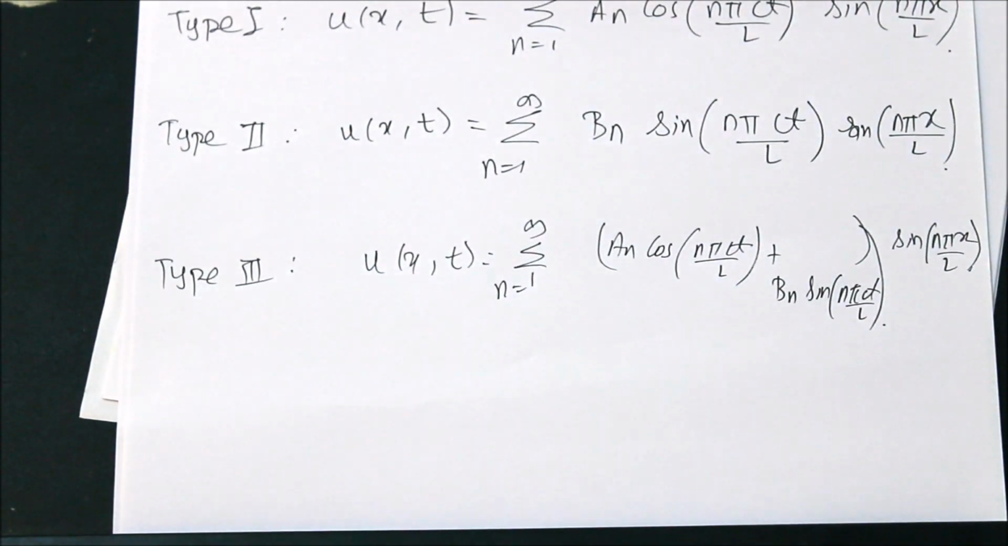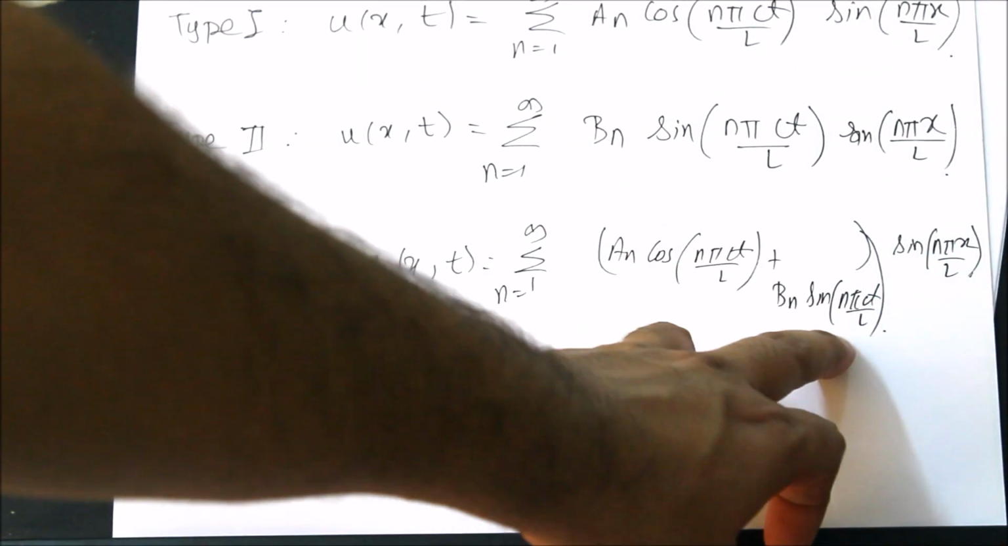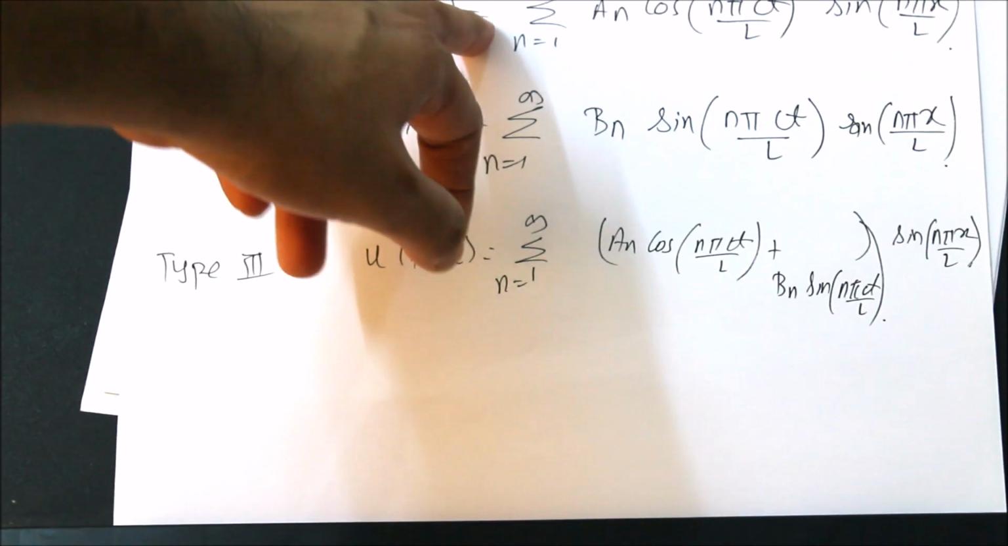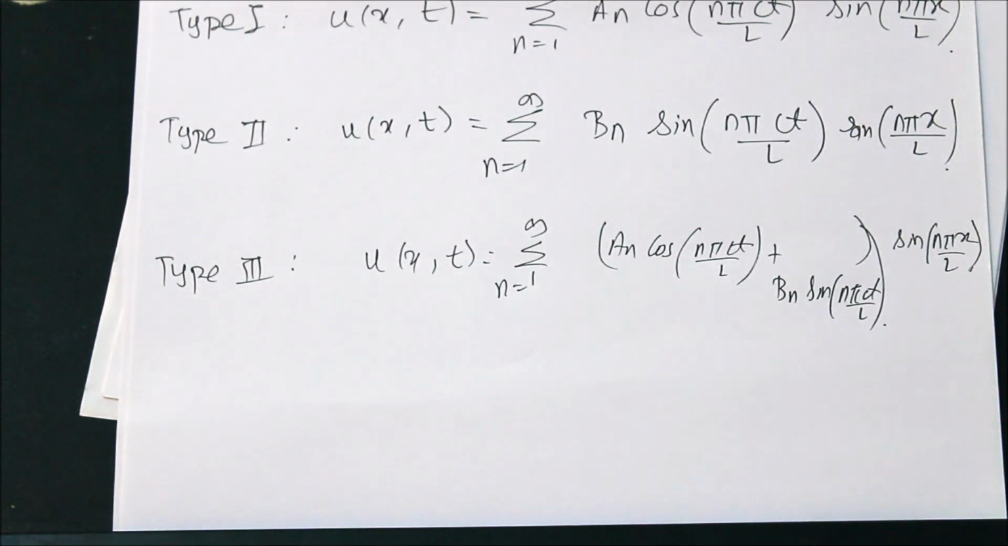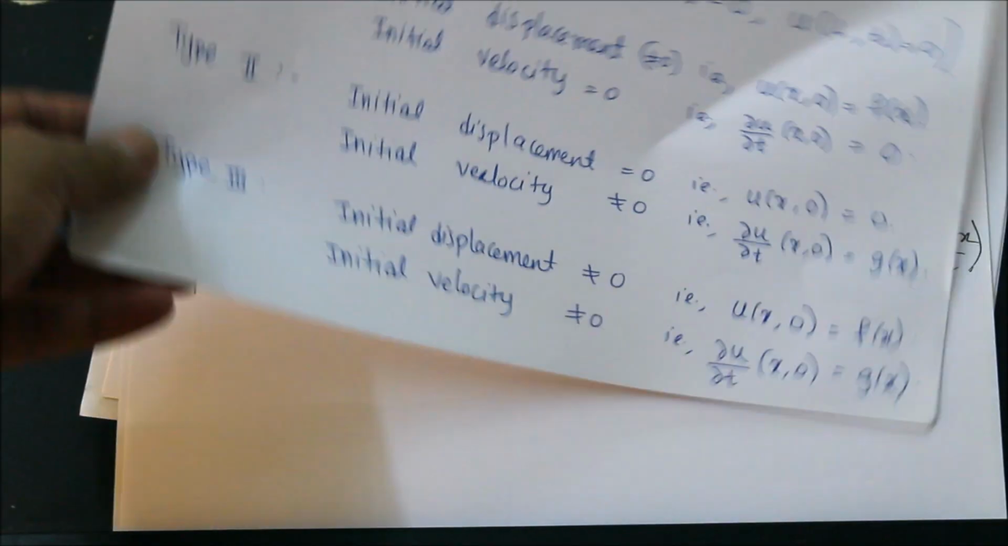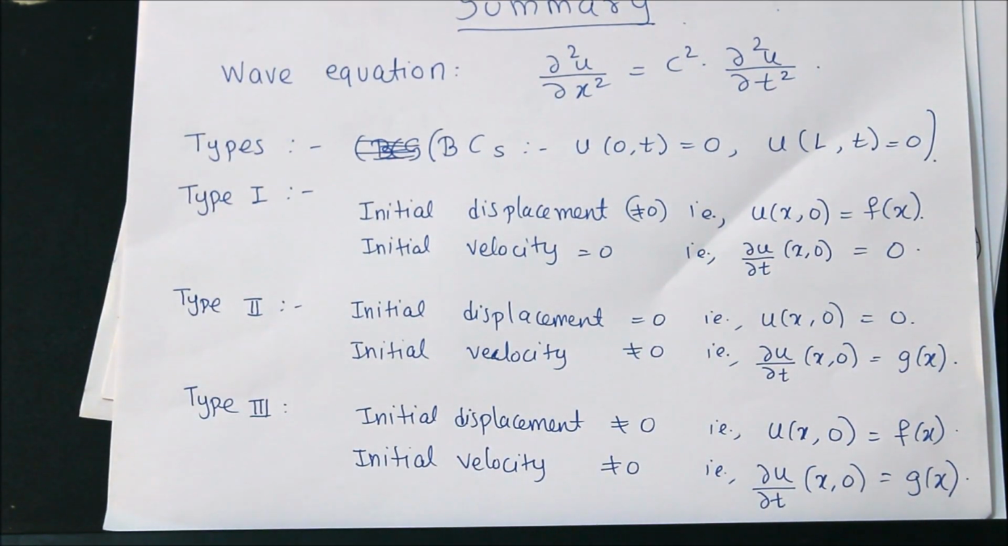So whenever in a question you just see which one is 0. If both are non-zero, then both cosine and sine terms will be there for the parameter t. When initial displacement is 0, then only sine terms, and when initial velocity is 0, cos and sine terms will be there. So this is what you are supposed to take from this lecture. Whenever you see a question, see which part is 0 and accordingly use the formula.